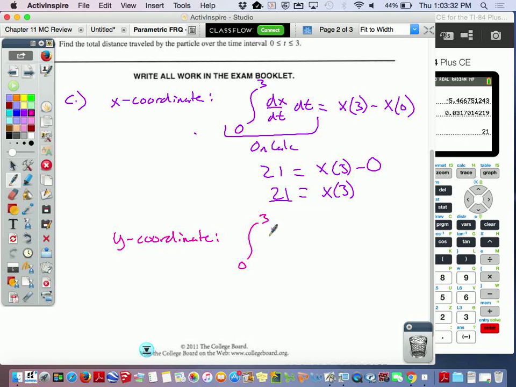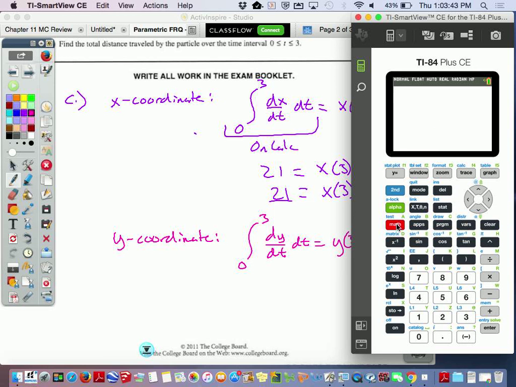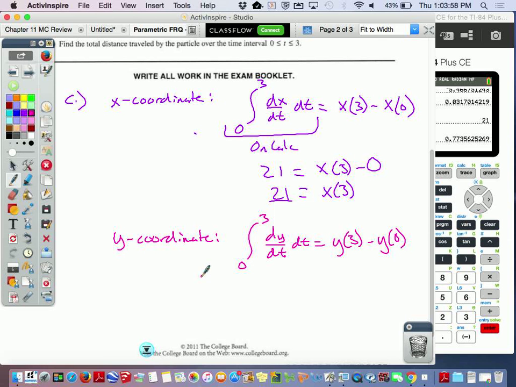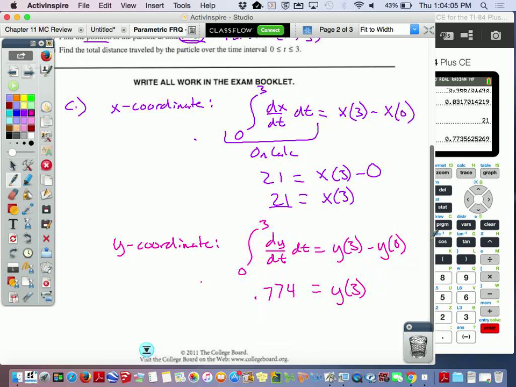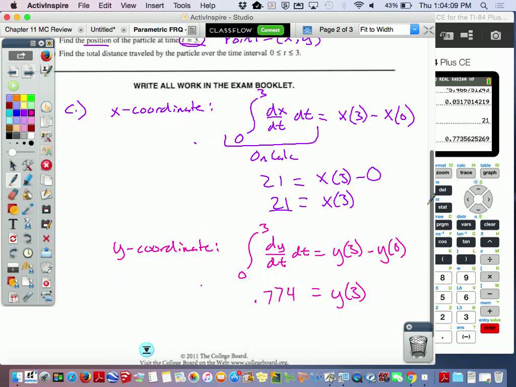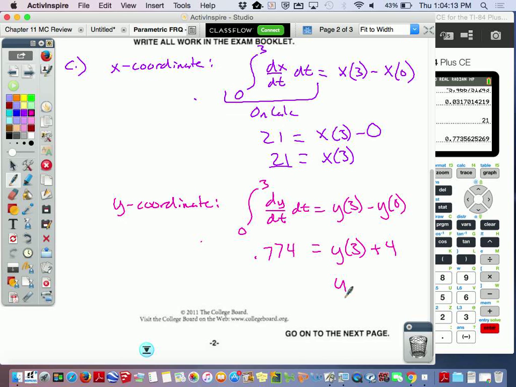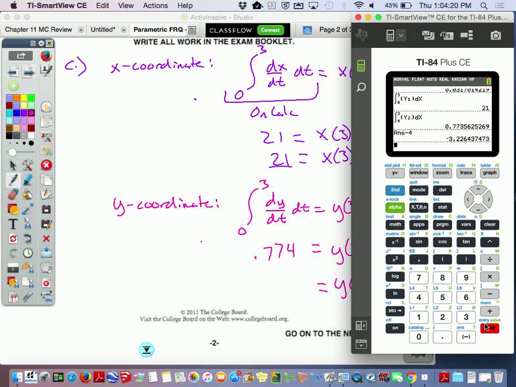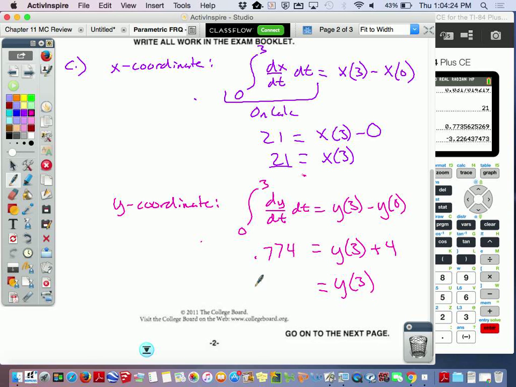We're going to do the exact same thing for our y coordinate. We're going to do an integral from 0 to 3 of dy/dt, which would be y of 3 minus y of 0. So again, we're going to do the integral on the calculator. So I'll do math 9, 0 to 3 of y2. For that, we're going to get 0.774, equals y of 3 minus y of 0, which was told to us to be negative 4. So I'll do a plus 4 here. So that means y of 3 is equal to this number we had on the calculator minus 4, which is negative 3.226.